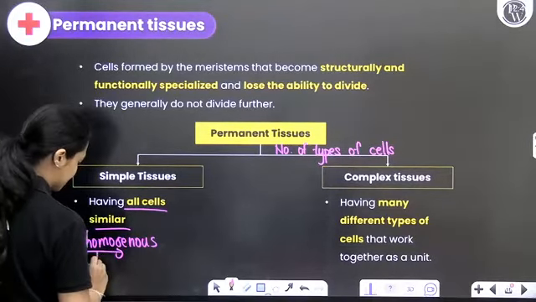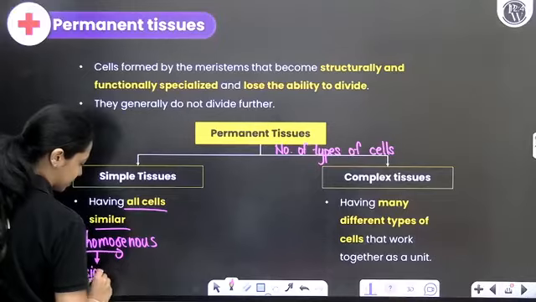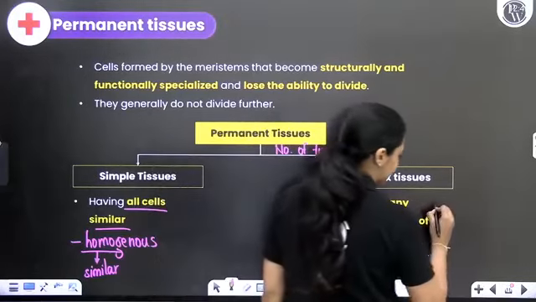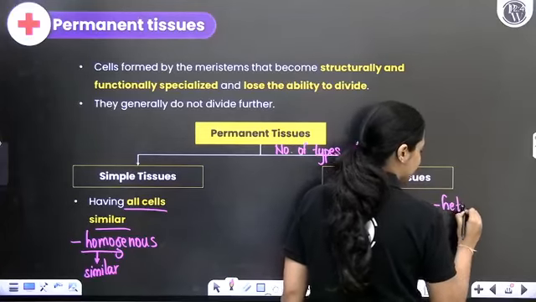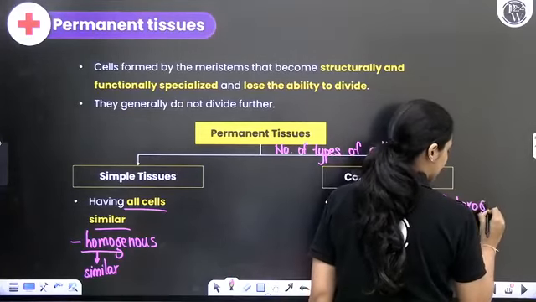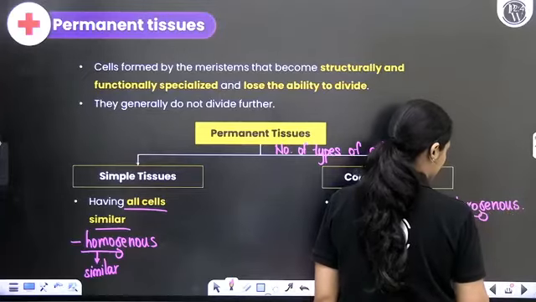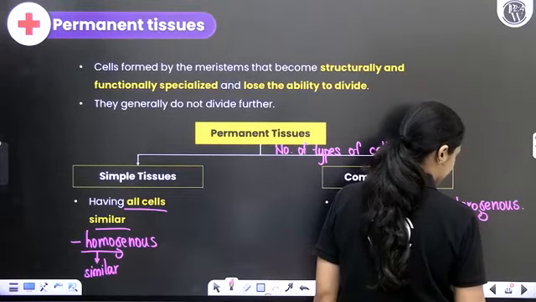Homo means similar. So if this is called homo, what will we call this? We call it heterogeneous. Hetero means different.